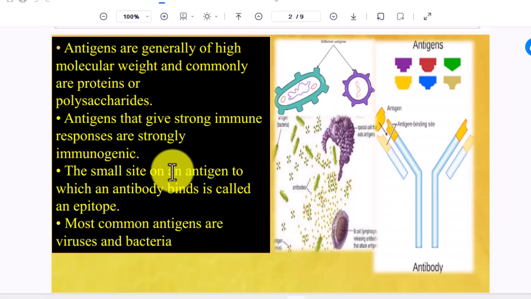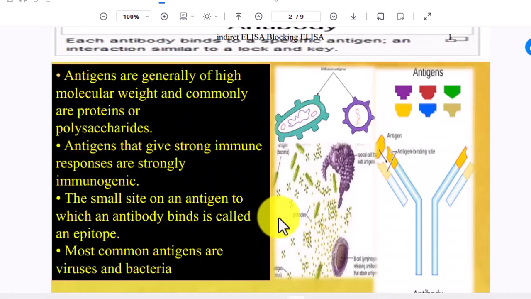The small site of an antigen. Here we can see the antigen, either viral or bacterial. We can say these are epitopes, or parts of the antigen which are immunogenic. They stimulate the immune response of the body. The small site of an antigen to which an antibody binds is called an epitope. We call these parts epitopes. Most common antigens are viruses or bacteria.